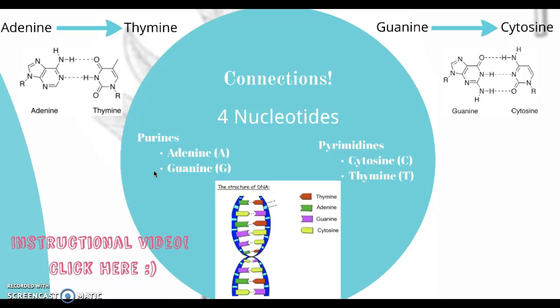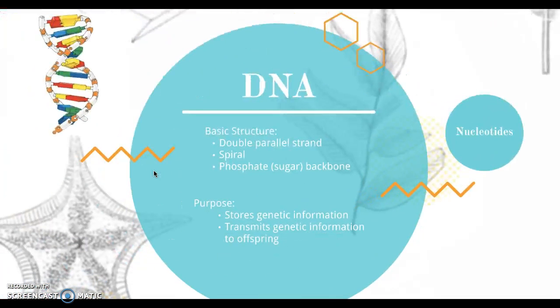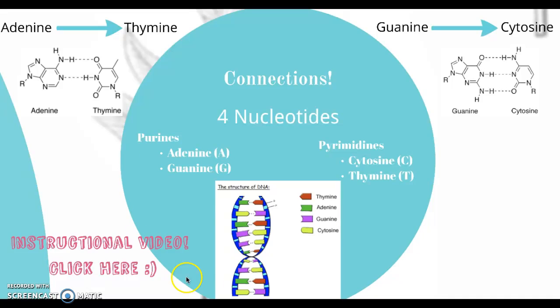So, one more time, DNA is a double-stranded parallel spiral with a phosphate sugar backbone. It stores genetic information and transmits genetic information to the offspring, and has 4 nucleotides that have base pairs. Adenine always binds to thymine, and guanine always binds to cytosine. A to T, G to C.